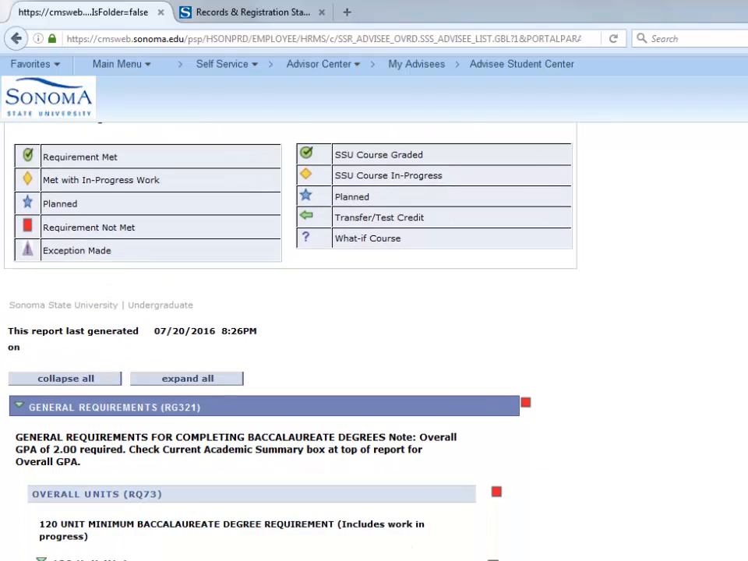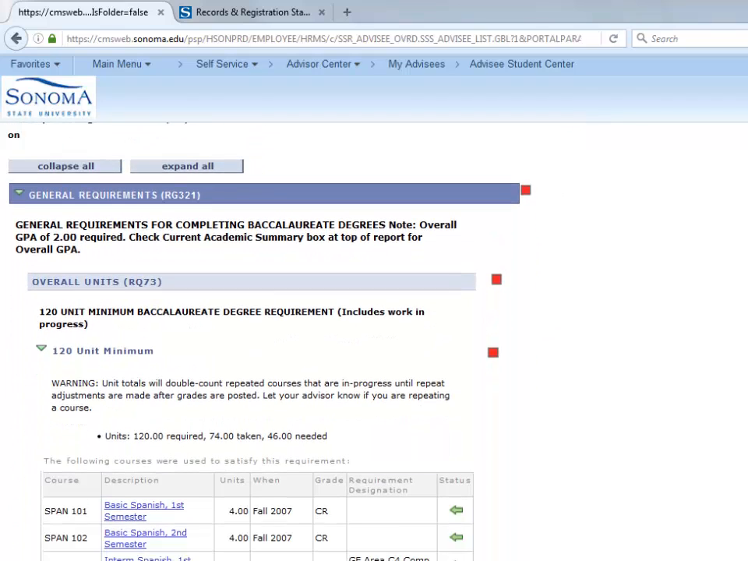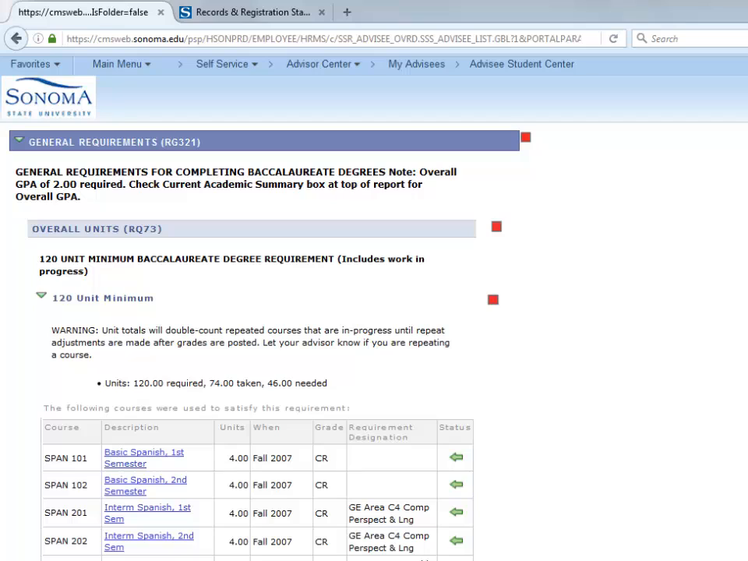Scroll down a little further and you will see some general requirements for the bachelor's degree. Most bachelor's degrees at Sonoma State require 120 minimum units, and what we can see here for this student is a red square indicating that this 120 unit minimum has not been met because the student has only completed 74 of the 120 units required.